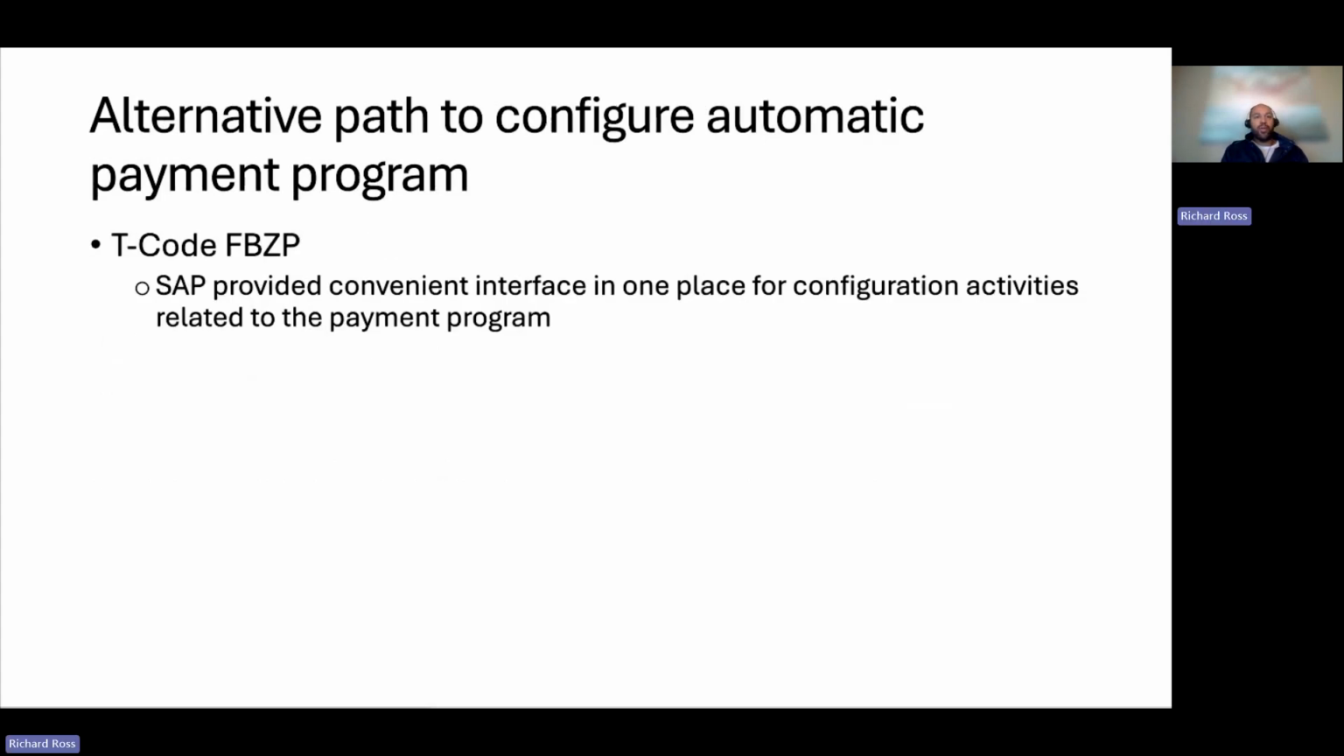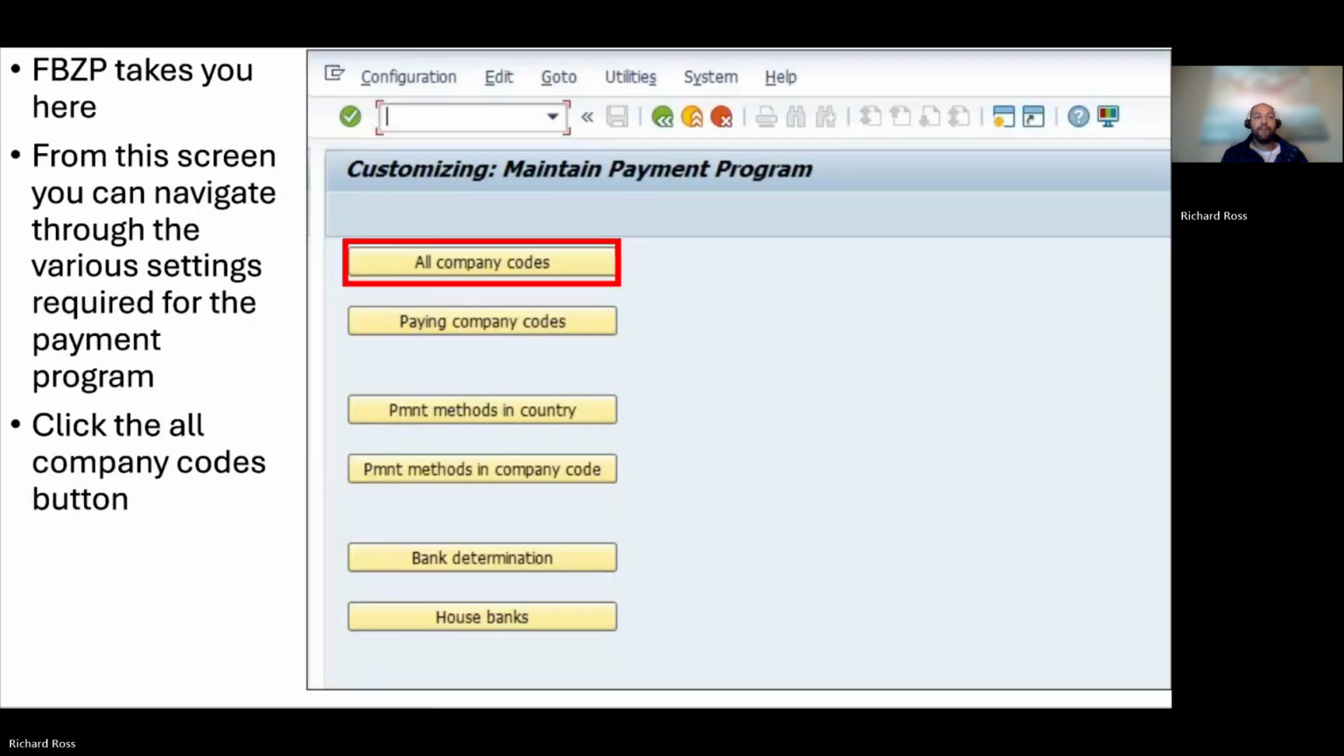Alternative path to configure automatic payment program. T-code FBZP. SAP provided a convenient interface in one place for configuration activities related to the payment program. FBZP takes you here. From this screen, you can navigate through the various settings required for the payment program. And we're going to go through all of these in the next few videos.